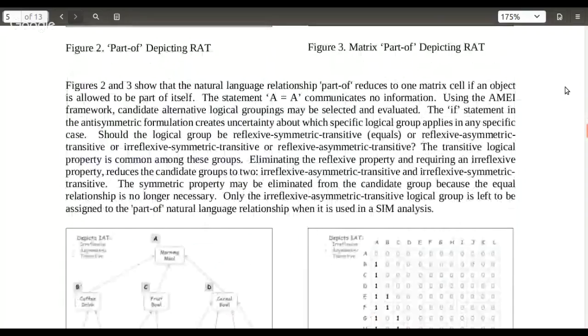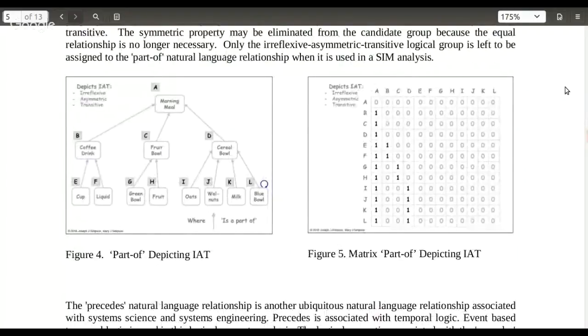Of course, here's the part of without the reflexive piece, and again, as you can see, really taking the ones away doesn't detract any information from the structure of the system.